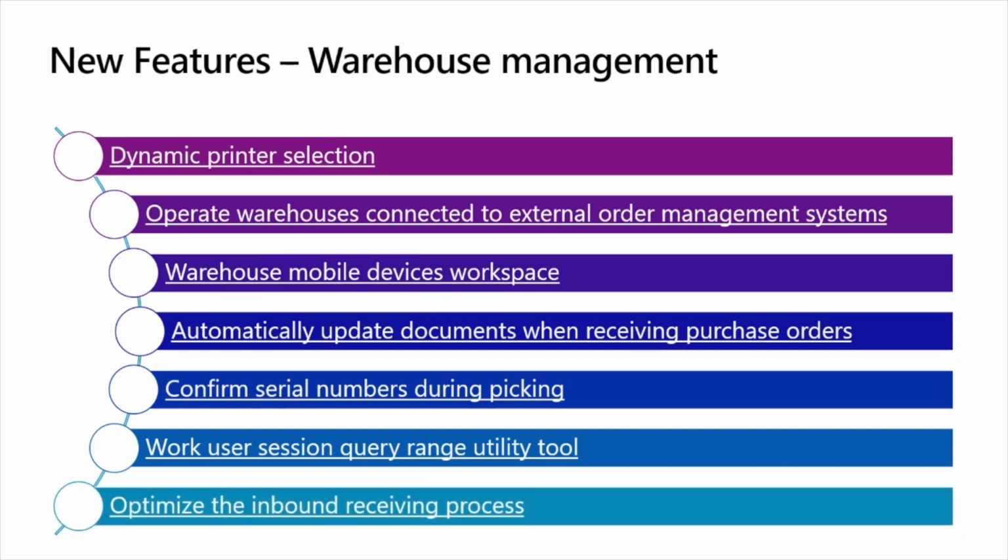And finally, we have optimize the inbound receiving process. So the deferred receiving process lets you, for example, optimize the process of receiving shipments that include order lines for many items and/or serial numbers. It's useful for warehouse processes where different workers are responsible for the inbound receiving and the put away of the items.